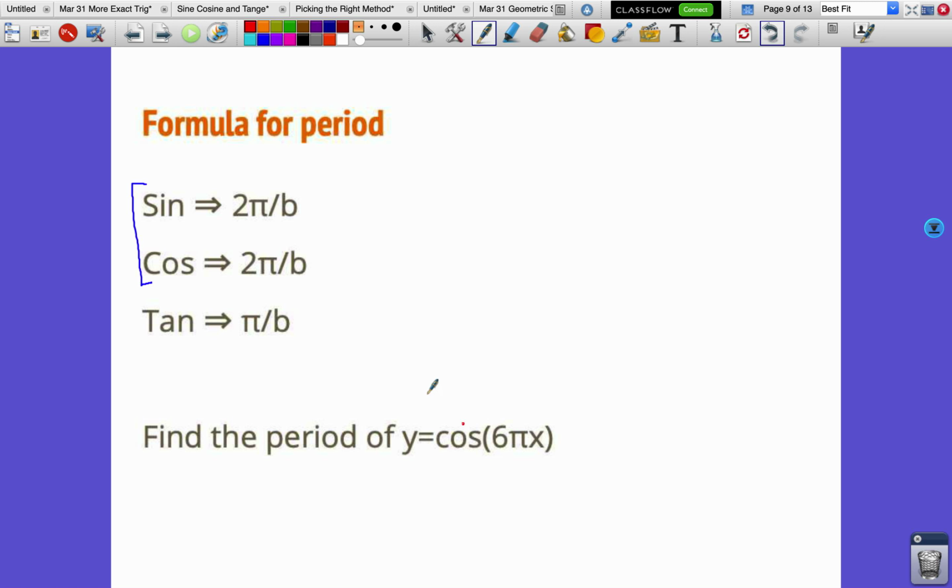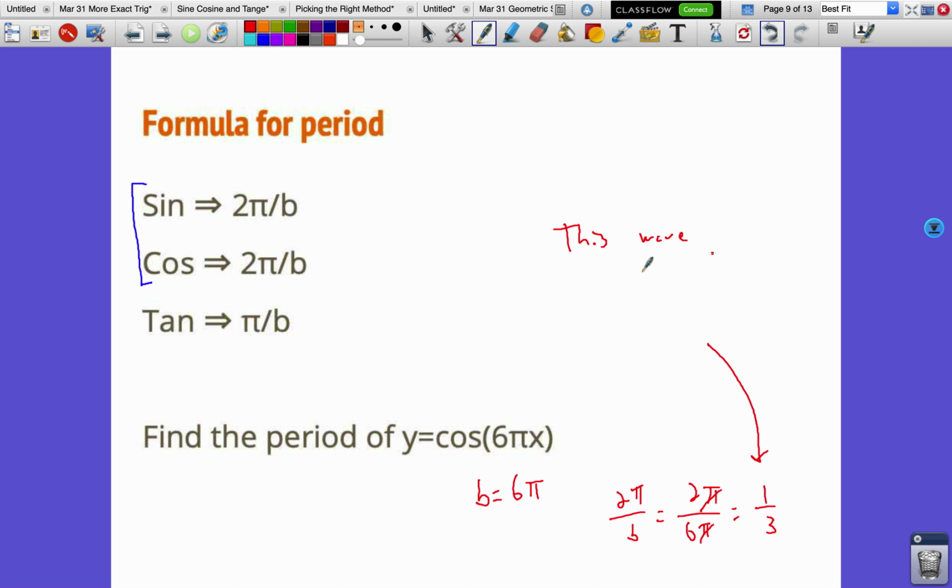All right, so here I've got a function, y equals the cosine of 6 pi x. It's really common to have pi in the b value, because then it'll cancel out this b and it'll turn the period into some much more recognizable number, a rational number. So here our b value is 6 pi. So 2 pi over b becomes 2 pi over 6 pi. The pi's cancel out. 2 over 6 simplifies to 1/3.